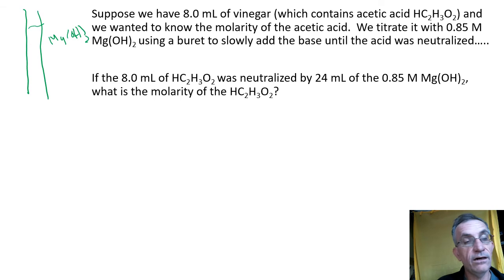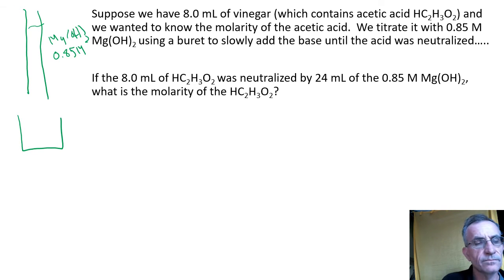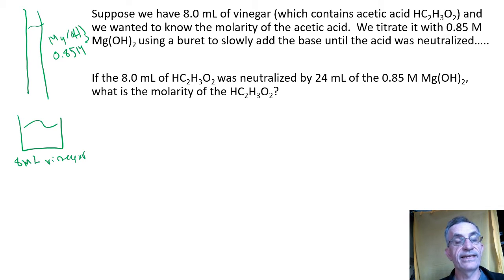And we are using, they tell me, 0.85 molar magnesium hydroxide. Okay. And then the other important number: we apparently have 8 milliliters of vinegar. It didn't say exactly where that 8 milliliters of vinegar is, but it would be down underneath the burette. You have 8 milliliters of vinegar. All right, that's what I've learned so far. Let's keep on reading.